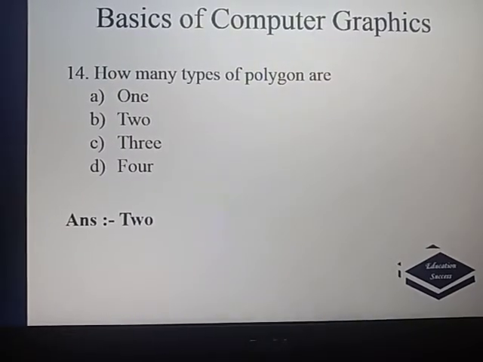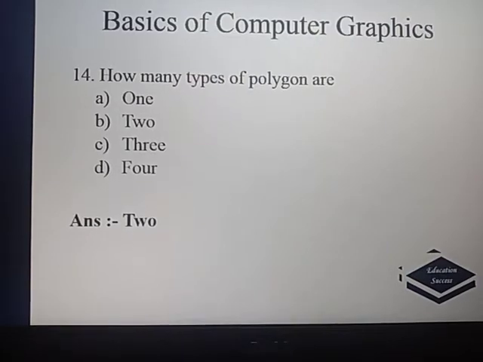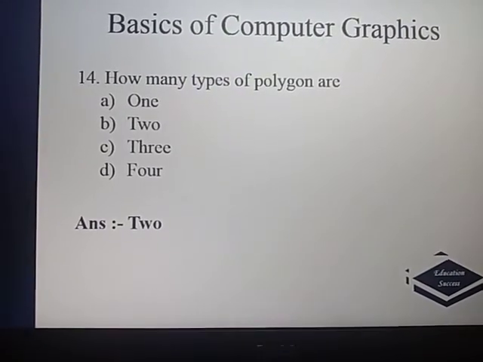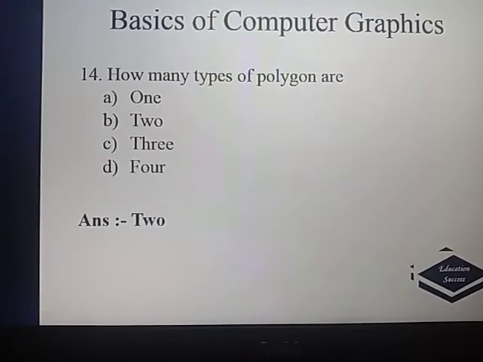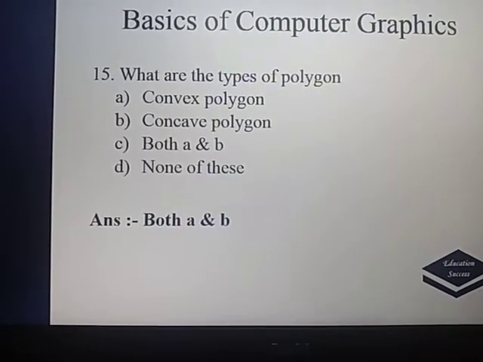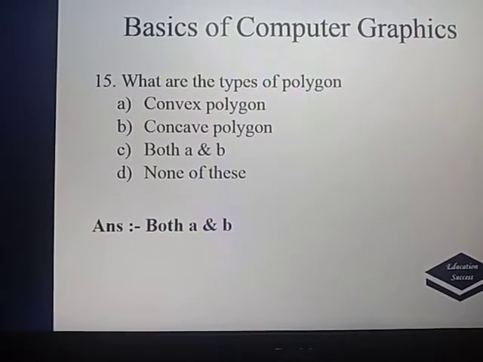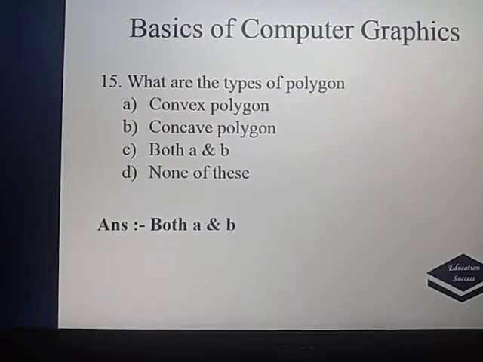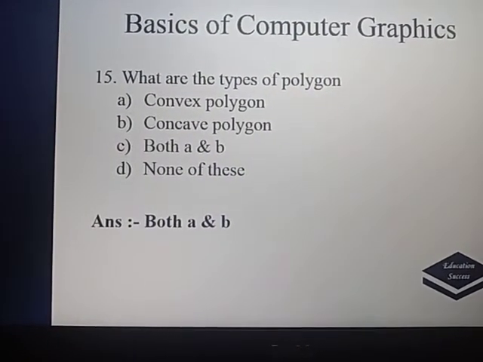How many types of polygons are there? 1, 2, 3, 4. Correct answer is 2. There are two types of polygons, convex polygon and concave polygon. What are the types of polygon? Convex polygon, concave polygon, both A and B, none of these. The correct answer is both A and B.